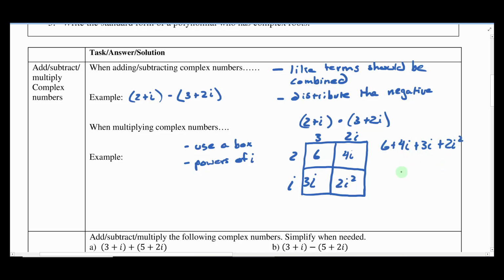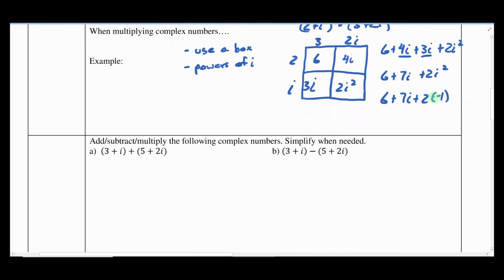And then you're going to combine any like terms that you can, right? So that would be the 4i and the 3i. So we get 6 plus 7i plus 2i squared. And then we're going to deal with the powers of i, right? So we know from previous lessons that i squared is -1. So we've got 6 plus 7i plus 2 times -1.